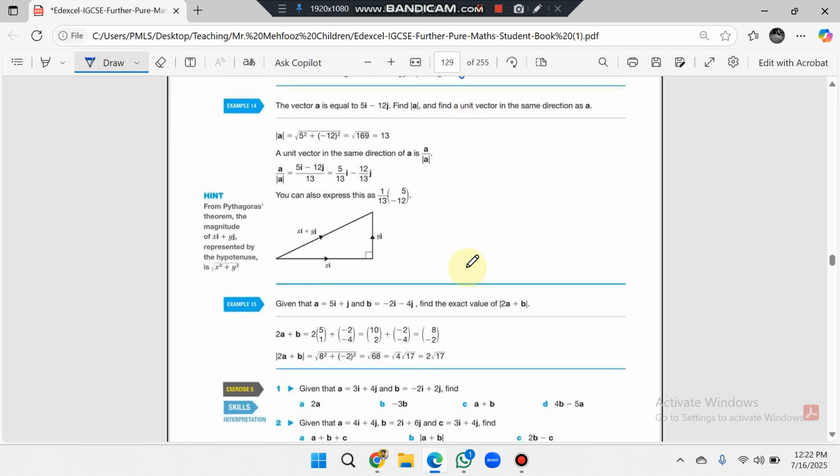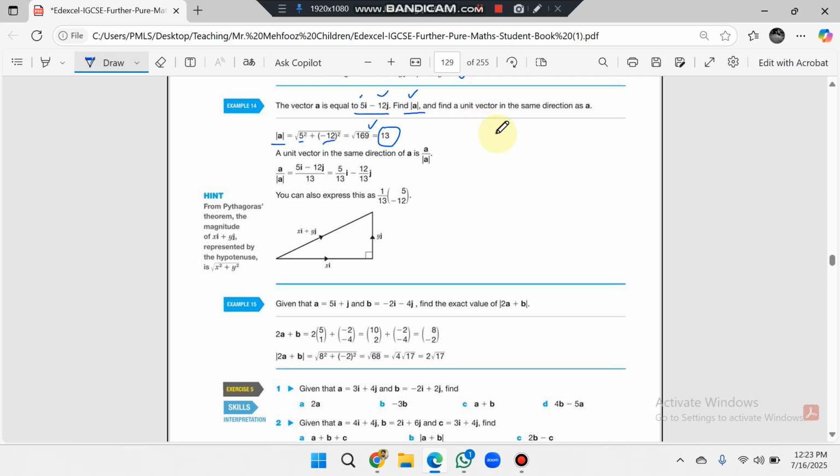Yes. Okay, good. Next is example 14, and the vector A is equal to 5i minus 12j. We have to find the value of mod A. It means that we have to find the magnitude of vector A and find the unit vector in the same direction as A. So first of all, magnitude is the square root of the square of 5 plus the square of minus 12. It becomes 25 plus 144, that becomes the square root of 169, and the square root of 169 is 13. This is your first step, that is the magnitude or modulus value of A.